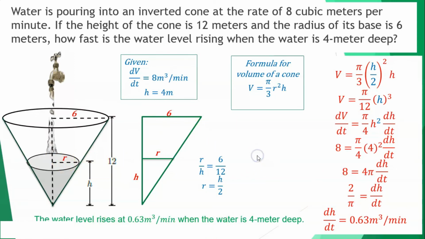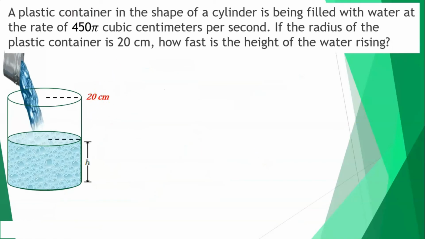Okay, another example. A plastic container in the shape of a cylinder is being filled with water at the rate of 450 pi cubic centimeters per second. If the radius of the plastic container is 20 centimeters, how fast is the height of the water rising? So take note, this is the height of the water.